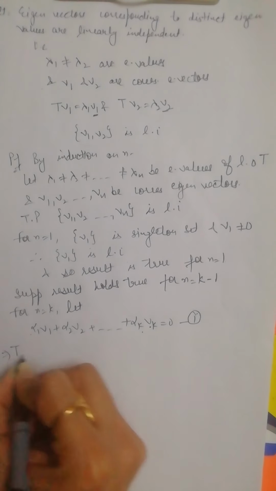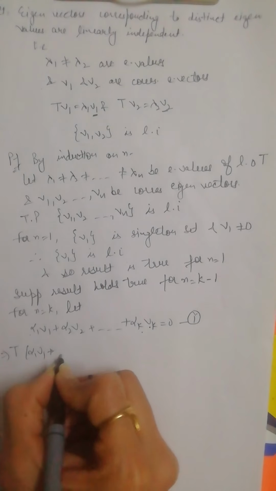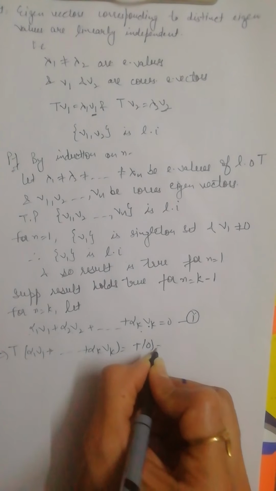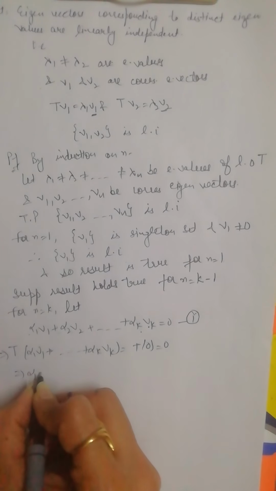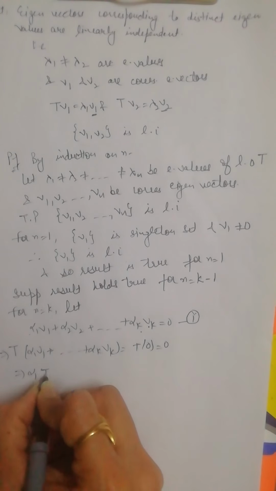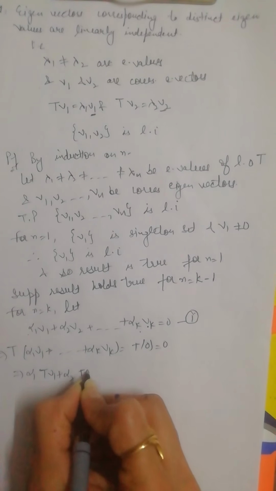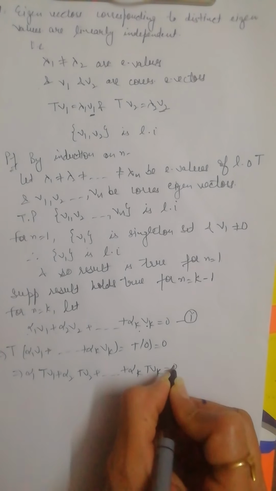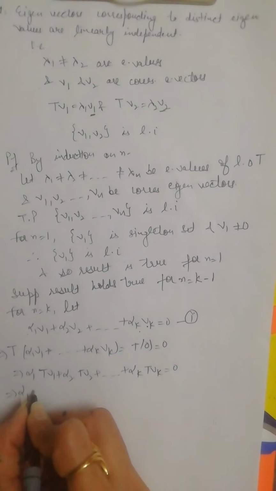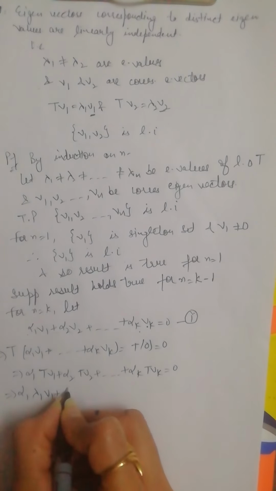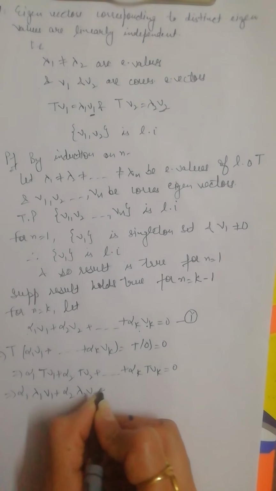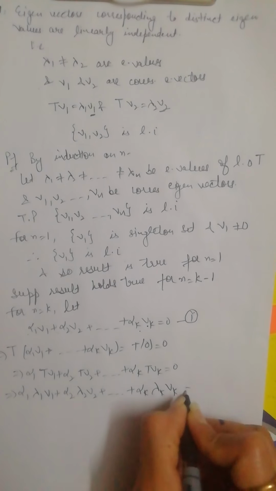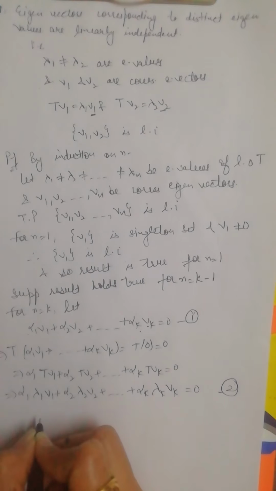Apply T of alpha 1 v1 plus up to alpha k vk is equal to T of 0 is equal to 0, which implies alpha 1 T v1 plus alpha 2 T v2 plus up to alpha k T vk is equal to 0, which implies alpha 1 lambda 1 v1 plus alpha 2 lambda 2 v2 plus up to alpha k lambda k vk is equal to 0. Write it as equation 2.